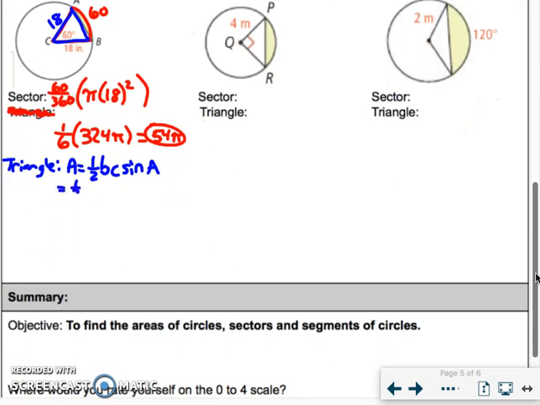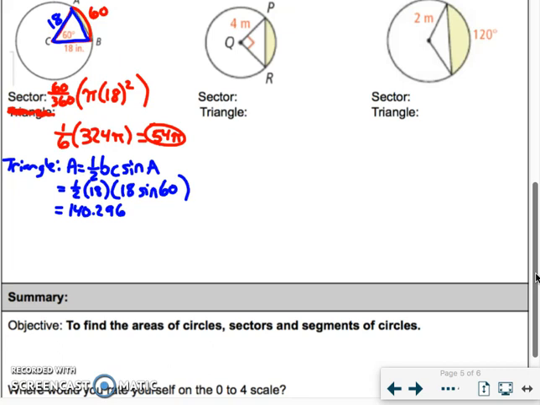So this would be 1/2. B is 18. C sine of A would be 18 sine of 60. So that's still 1/2 base times height. It's just that other formula that we had discovered. If you punch all that in, that's about 140.296. I'll take 3 decimal places just to be a little bit more exact.